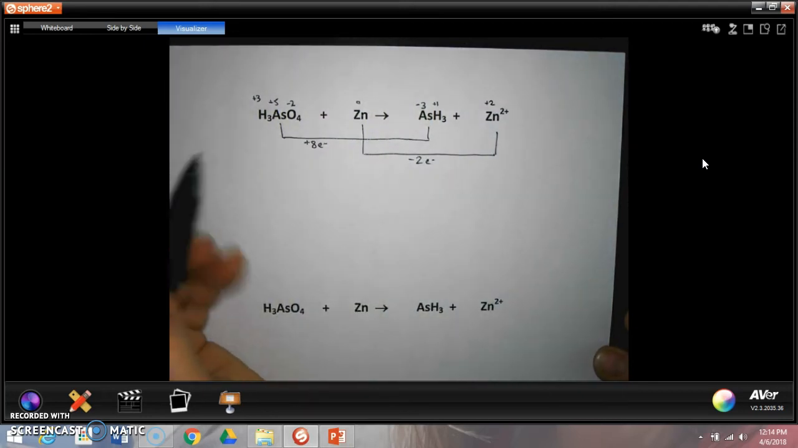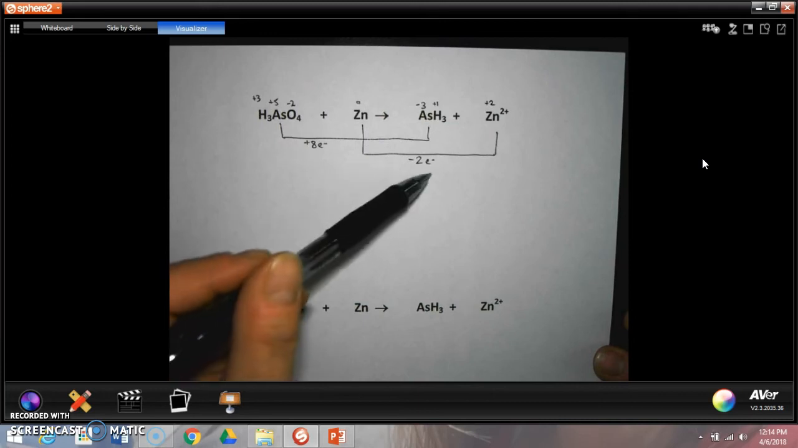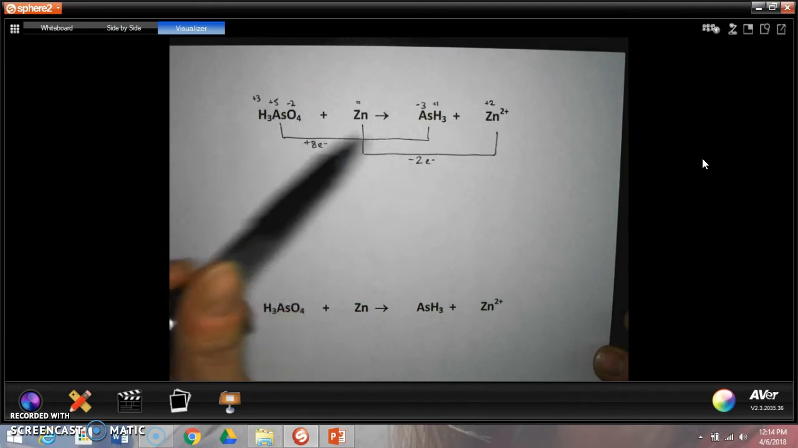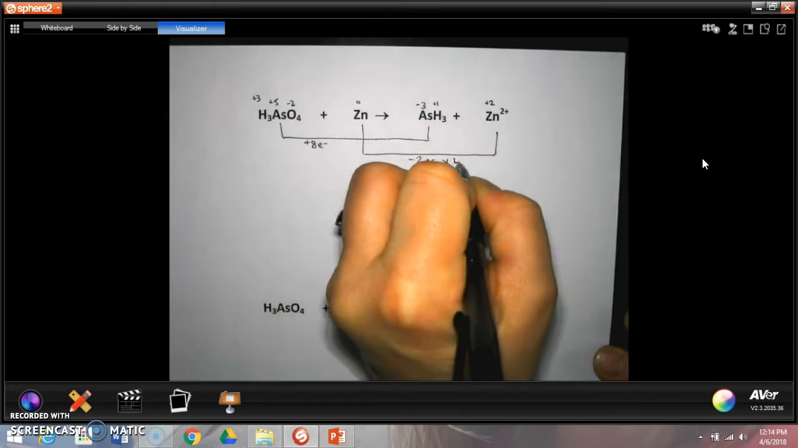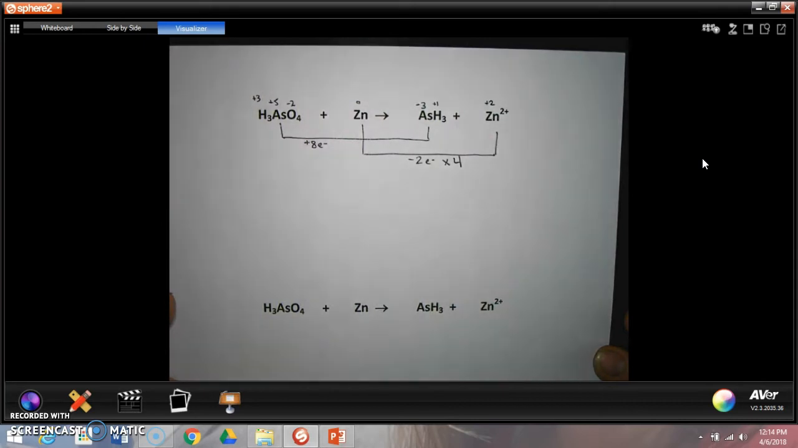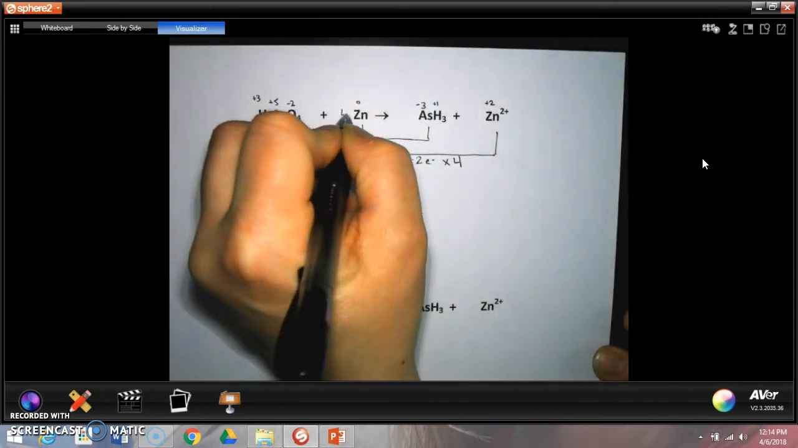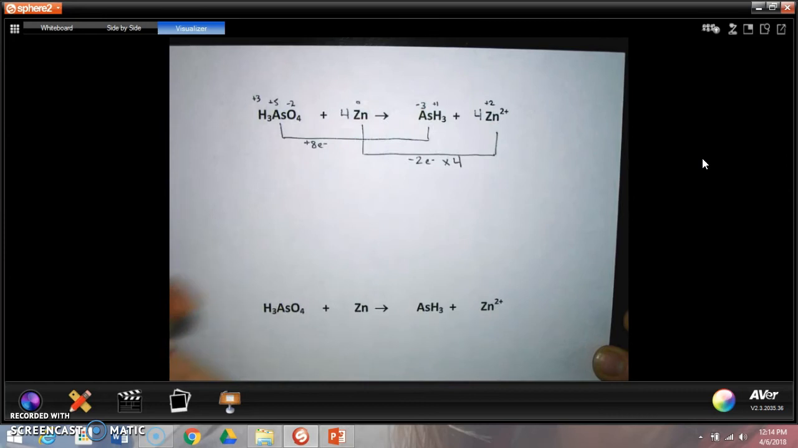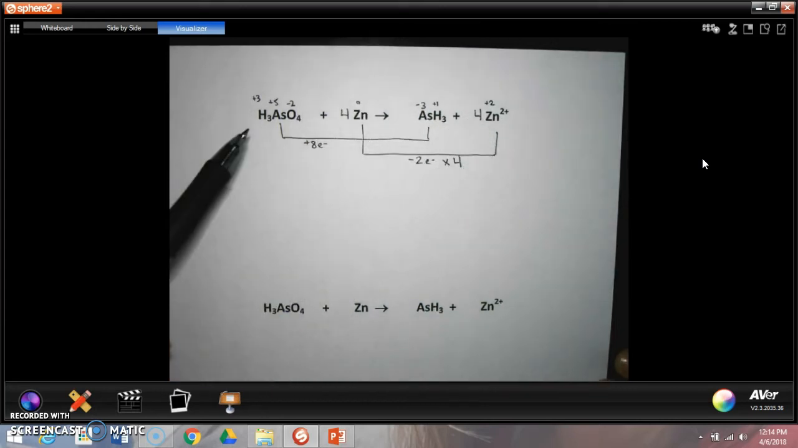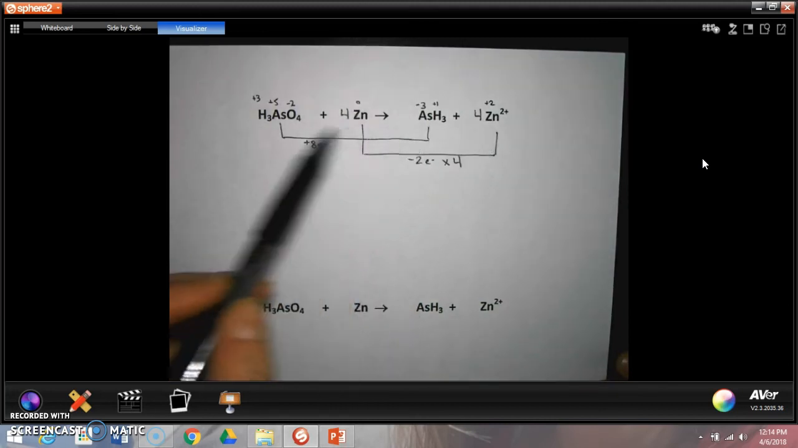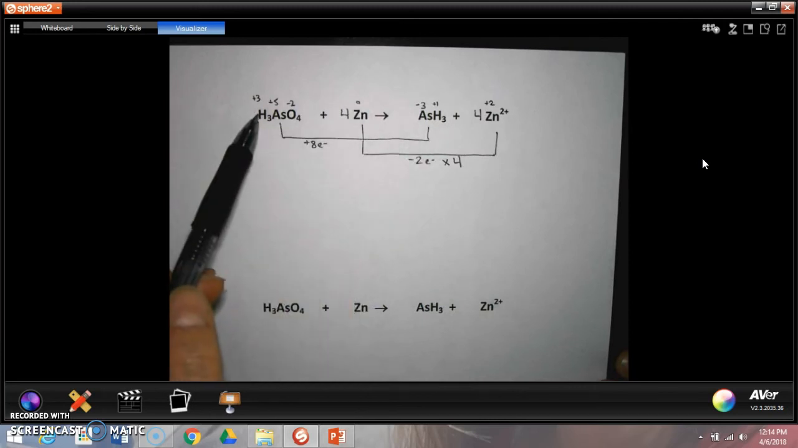Now, the first thing I need to do is make sure that the electrons balance. So I'm gaining 8, but I'm only losing 2. So I'm going to have to multiply this zinc by 4 in order to account for the fact that I have to have a total of 8 electrons switching. Okay, so now that I have my electrons balanced, I'm going to balance atoms. Well, zinc's balanced, As is balanced, even hydrogens are balanced at this point.